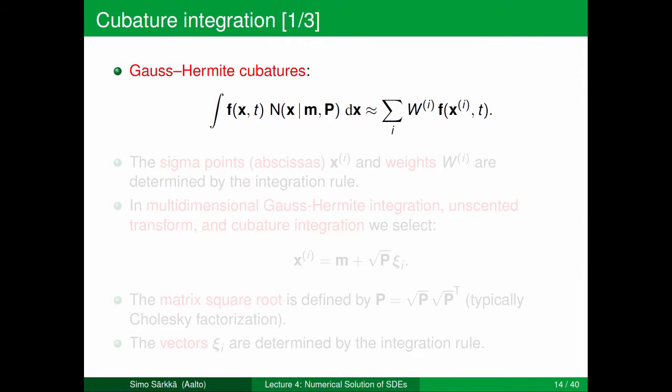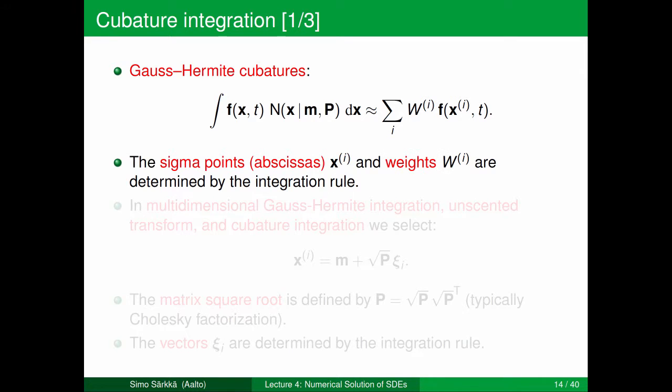One way to deal with the Gaussian integrals is to use integration rules for explicitly approximating them. For example, the Gauss-Hermite cubature rules have this form. So the integral of f of x and t over the Gaussian distribution is approximated as a summation of w_i times f evaluated at x_i and t. These so-called sigma points are denoted as x_i, and the weights w_i are determined by the integration rule.